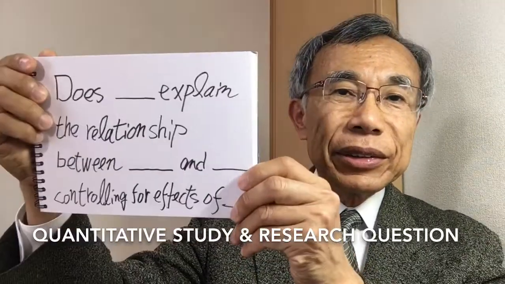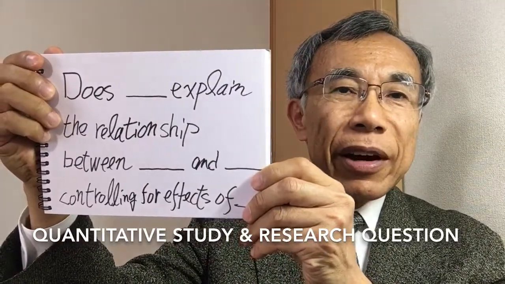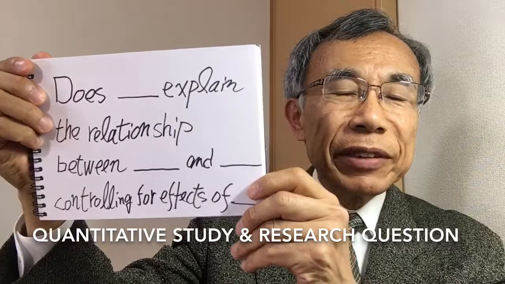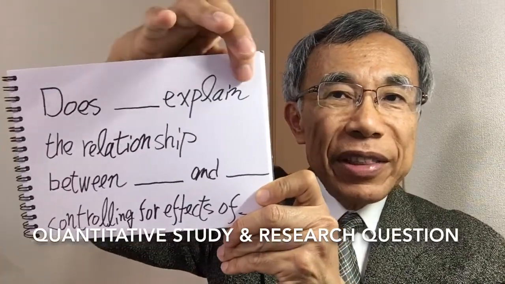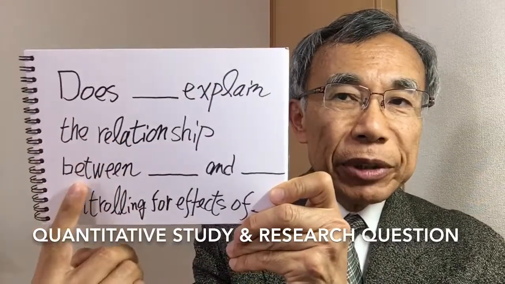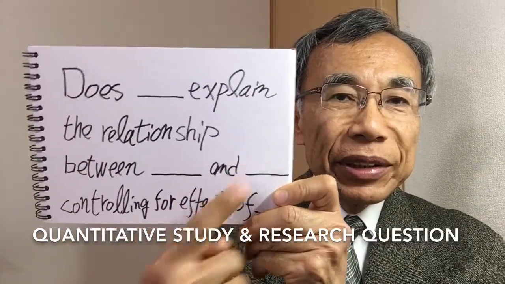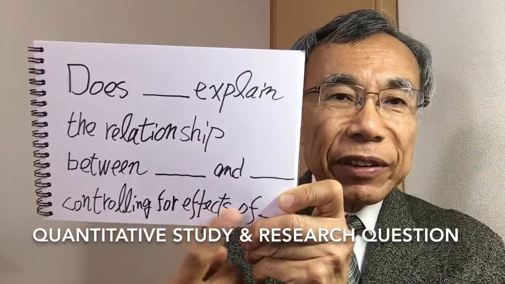Unlike a qualitative study, a quantitative study is mathematical analysis of the research topic, so your research will consist of numbers and statistics. Here is Creswell's example of a script for a quantitative research question. Does something explain the relationship between A and B, controlling for the effect of something?